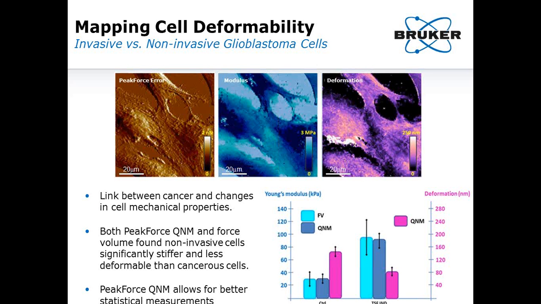In this next study, researchers created non-invasive glioblastoma cells by overexpressing tumor suppressive factors, or TSFs, a modification that's also expected to induce changes in the mechanical properties of these cells.